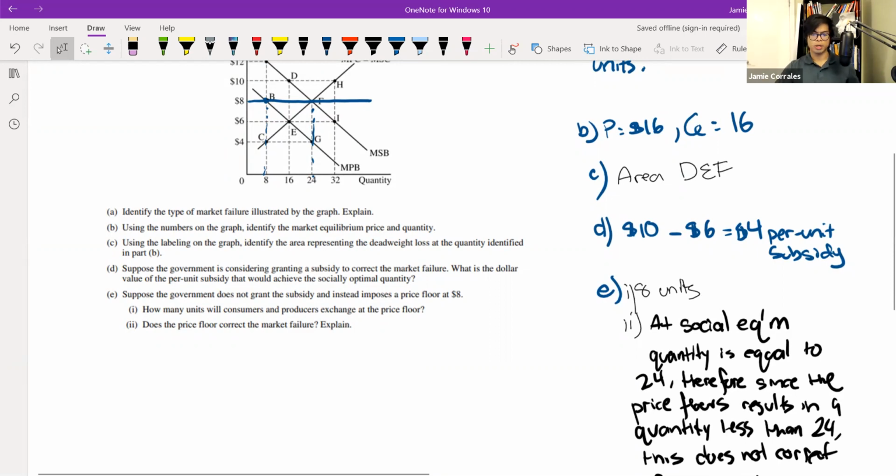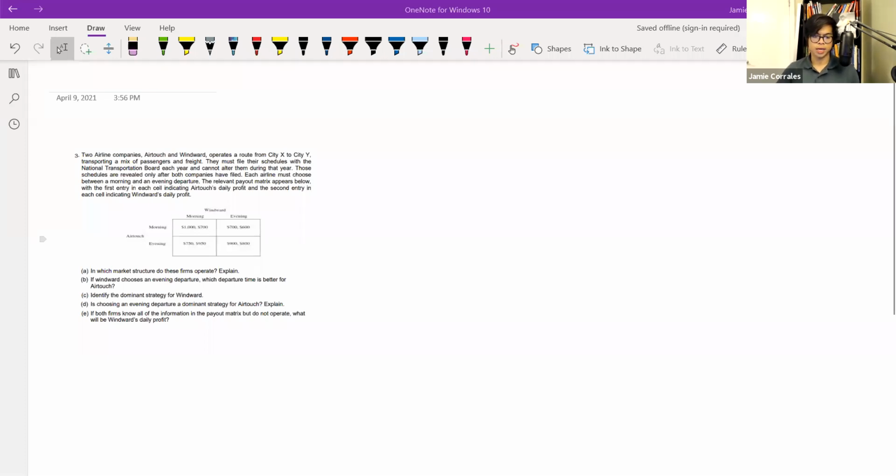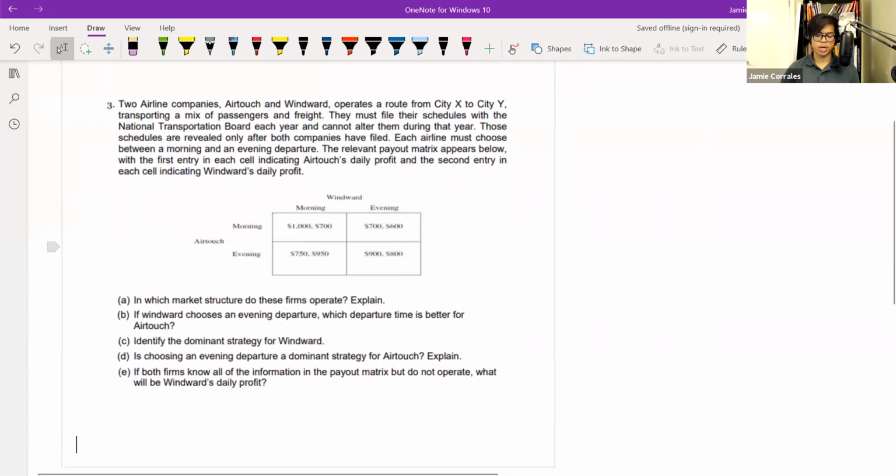Okay, part 2. All right, let's do the last question of the day, then we're going to head out of here. So we have here a textbook game theory question. You have 2 firms, Air Touche and Windward. Both want to determine if they want to set up a new schedule, either in the morning or evening.